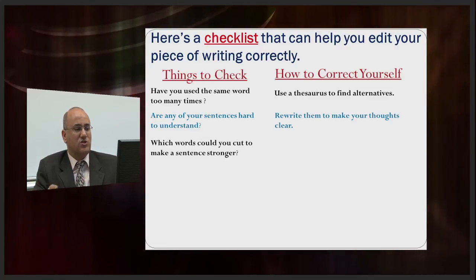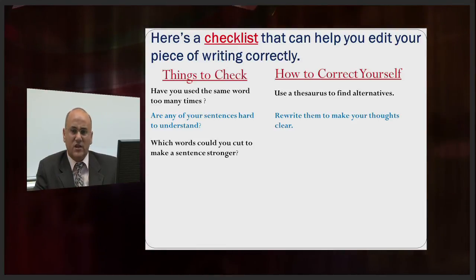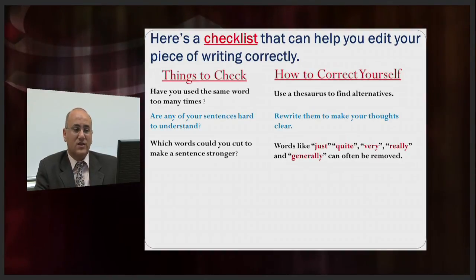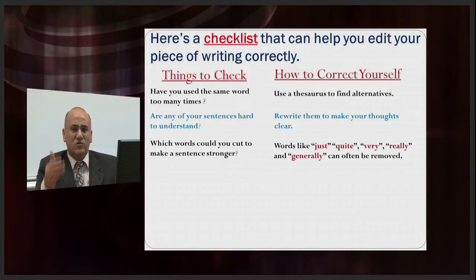Which words could you cut to make the sentence stronger? Sometimes you have irrelevant words, like in the previous example, the word very. Words like just, quite, very, really, and generally can often be removed.